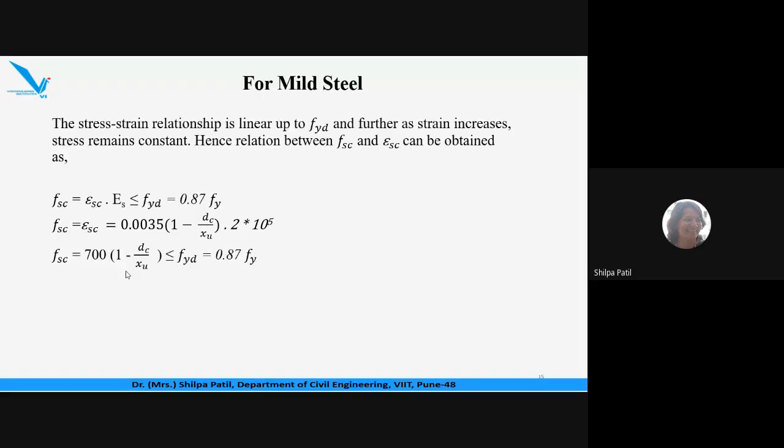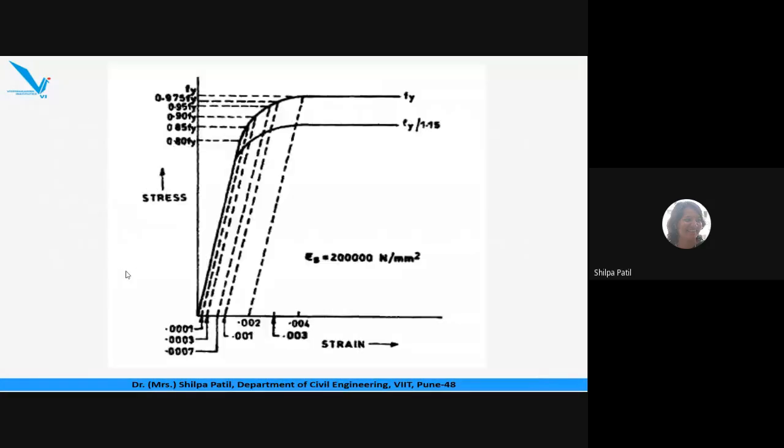Within the elastic limit means that if the relation between stress and strain is linear, then only we can use that particular concept. Now the same concept we cannot use for HYSD bar, because if you recall the stress strain curve for HYSD bar, it is somewhat like this. It is linear up to a certain point, and beyond that it becomes non-linear, and further the strain value remains constant. So for HYSD bar, this simple concept of stress upon strain equal to constant cannot be used directly.